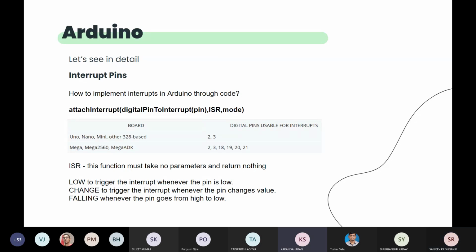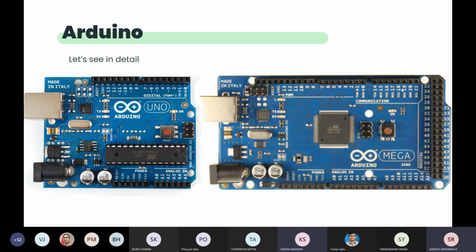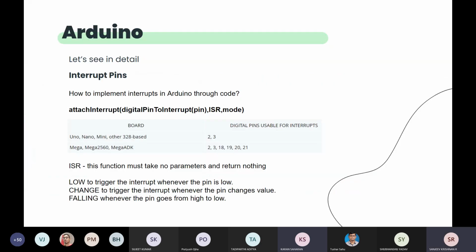In the Arduino dashboard, pins 2 and 3 are digital pins. Yes, sir, so it can take input and it can also give output. But if I want to use it as an interrupt, I will make it an input pin. Fine. Any other doubt regarding interrupt?